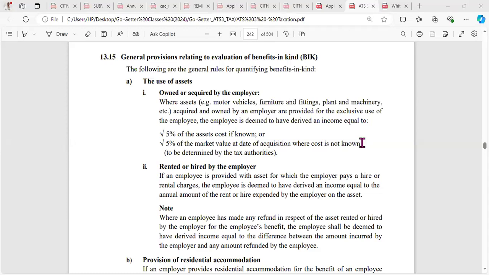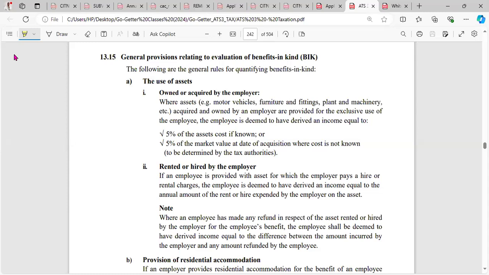Today we'll be going to something called benefits in kind. Because we said that your employment income is divided into cash benefits and non-cash benefits. So the non-cash benefit is the benefit in kind. These are the benefits you get as an employee that are not cash related.